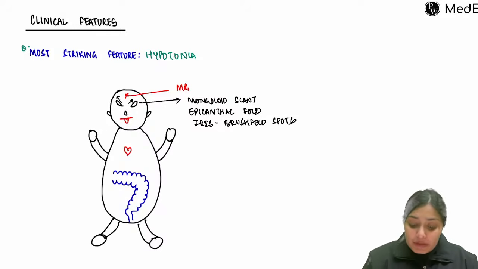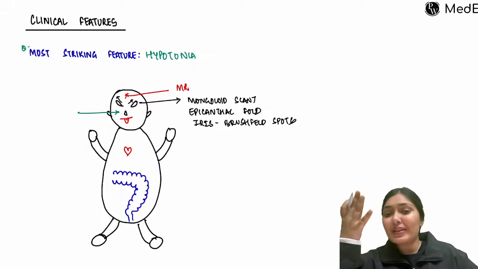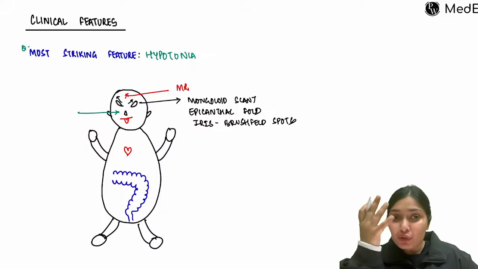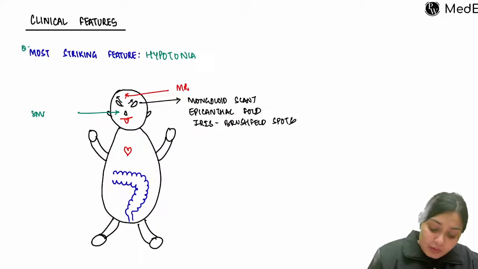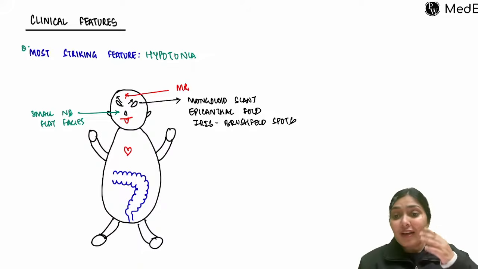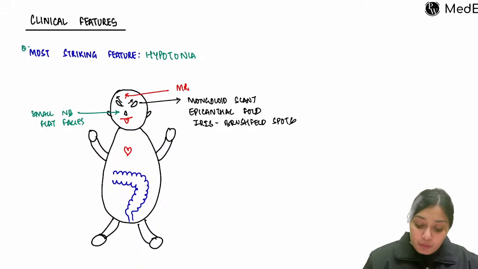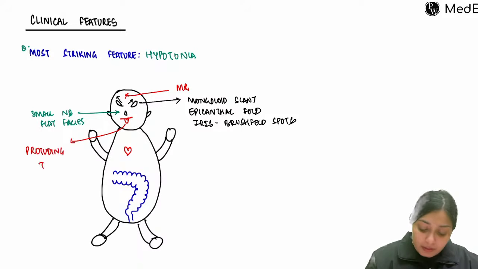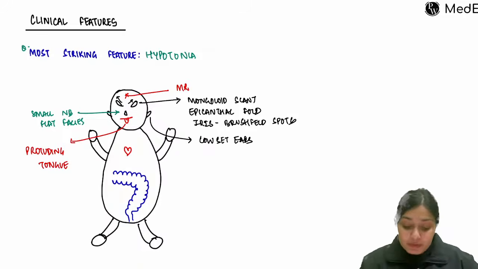Now, after eyes comes the nose. How's the nose over here? Usually they have very flat faces. So flat nose, small nasal bone, flat faces. Right, then comes the tongue. Look at the tongue. I have shown the tongue over here. The tongue is protruding. So they have open mouth and protruding tongue. We missed the ears. How are the ears over here? They are low set ears.